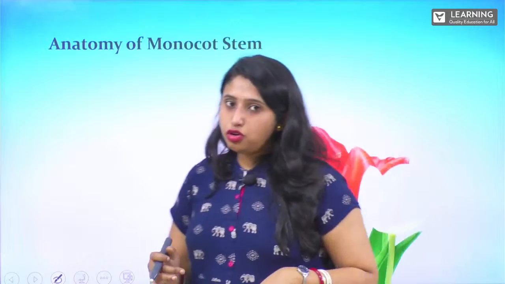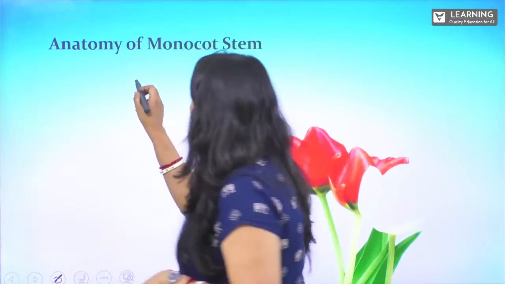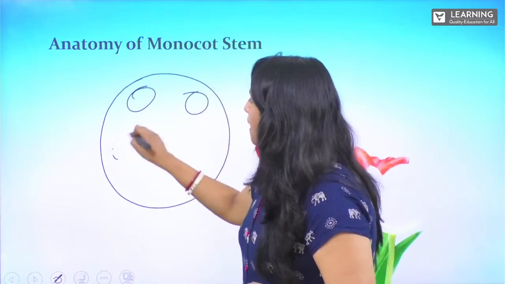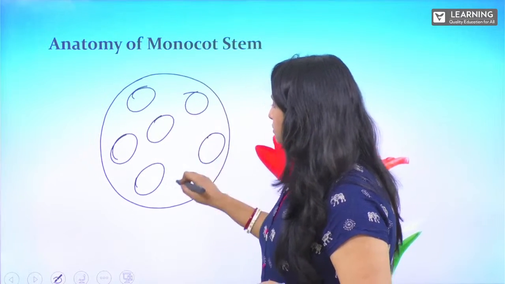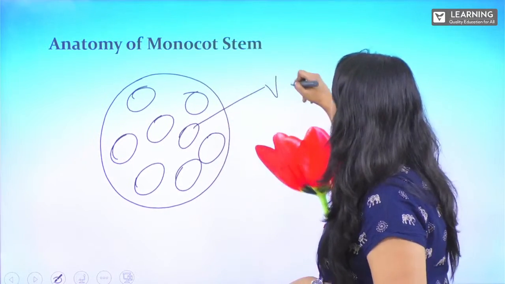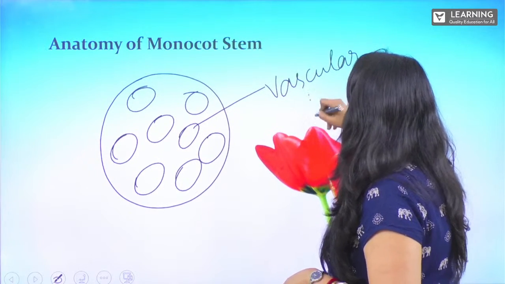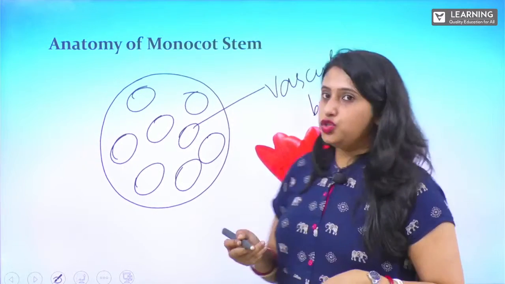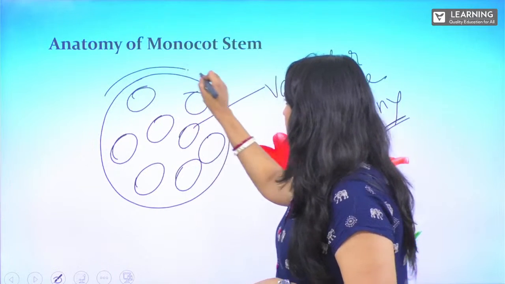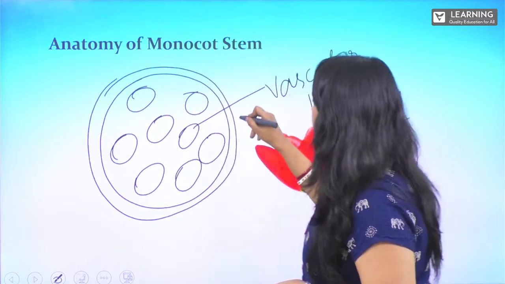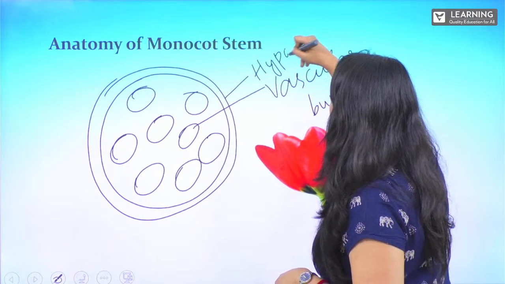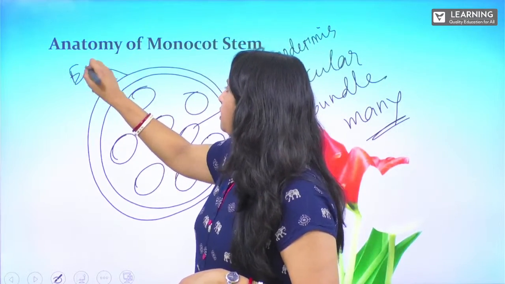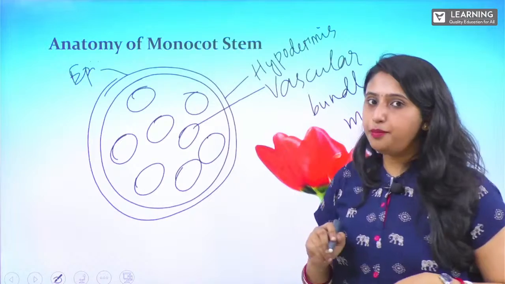So in case of your monocot stem, what you will find? See here, you will see many vascular bundles. The vascular bundles will be many or more. Here you will find only one layer, that is your hypodermis. And this outer layer is your epidermis and this is your hypodermis.